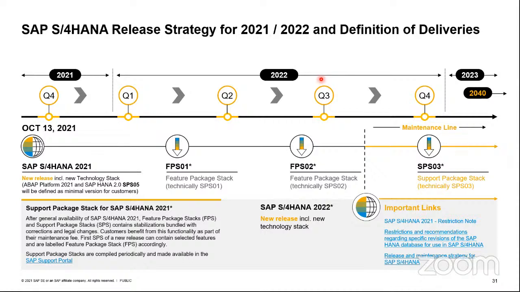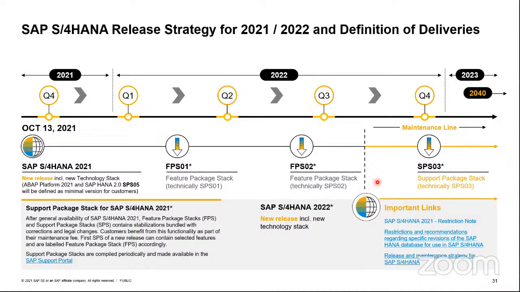For those of you not familiar with the strategy, every SAP S/4HANA release has a maintenance window of 5 years. So 2021 will run to 2026. Key features will be released. The original release will be FPS 0. Additional features will be released with the feature package stack 01, new functionality, and 02.